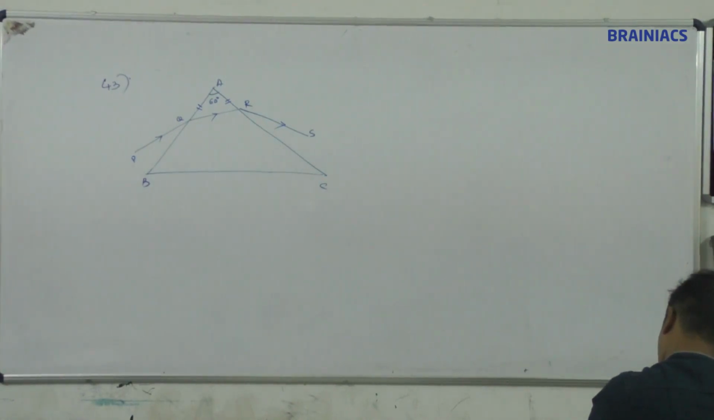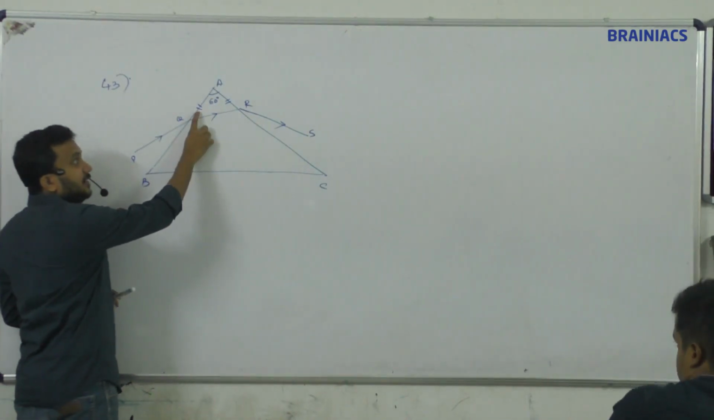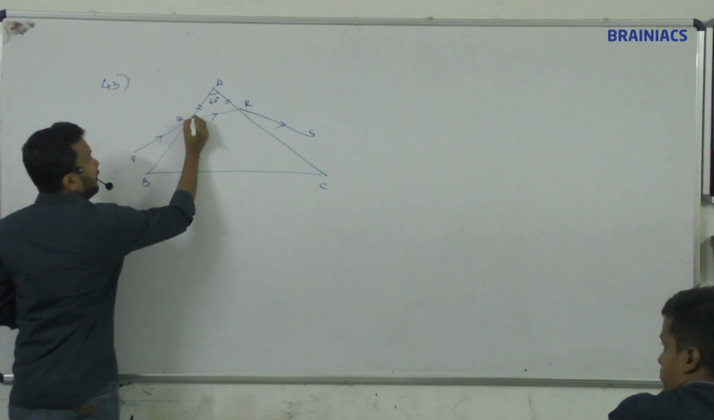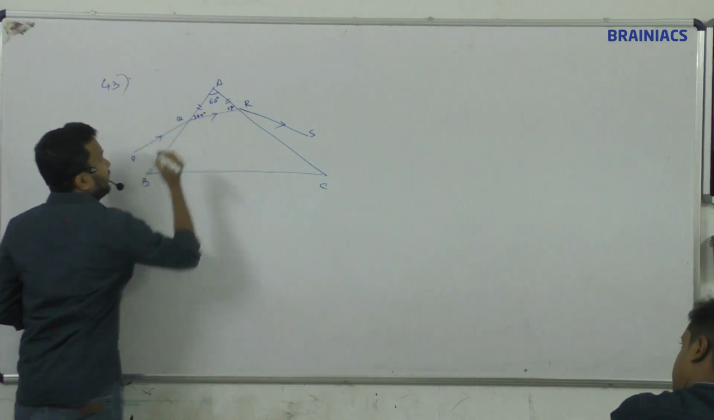I can answer this two ways. Okay. First method: on the board, this is 60 degree, this is an isosceles triangle, both sides are equal. So what will this angle be? 60. This angle is also 60 degree.